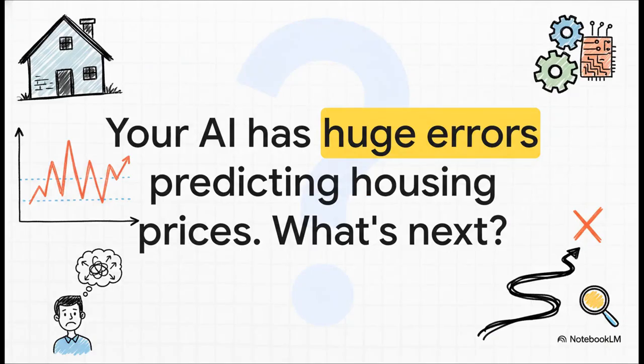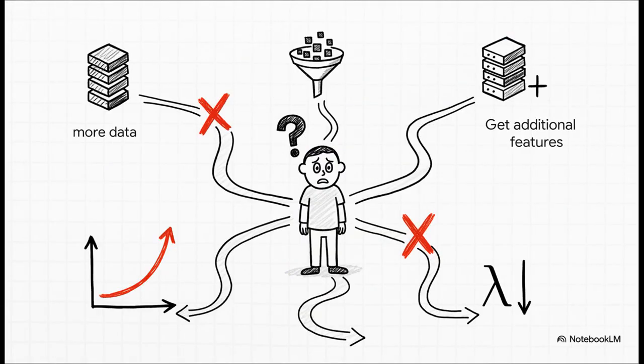Picture this. You've spent weeks, maybe months, building an AI model to predict housing prices. You finally run it, and the results are just awful. The errors are huge. You're at a fork in the road, and what you decide to do next is absolutely crucial. You've got a bunch of options, right?